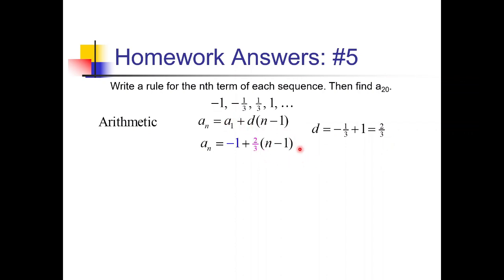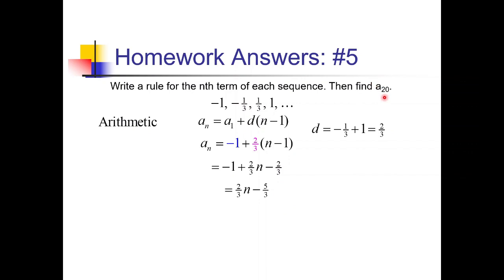And now let's just simplify this so we can distribute the 2/3. That'll be 2/3 n minus 2/3. And then -1 plus -2/3, that's going to be negative, let's see, this is like a -3/3, so that'll be a -5/3. So 2/3 n minus 5/3.